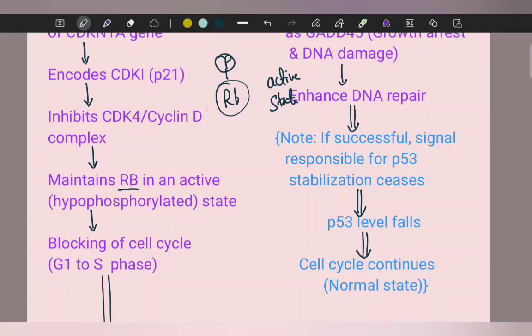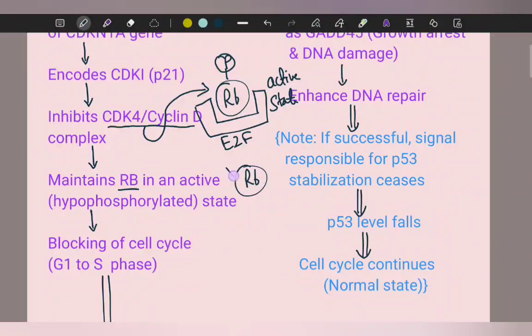So in its active state, it is bound to a transcription factor known as E2F, and this cyclin dependent kinase 4 cyclin D complex. What they do is these complexes will phosphorylate retinoblastoma, which means retinoblastoma will be hyperphosphorylated, and this state is known as the inactive state of retinoblastoma.